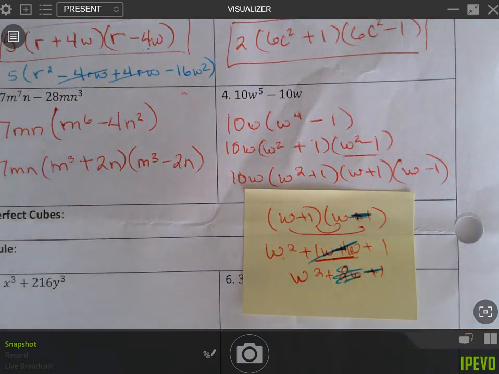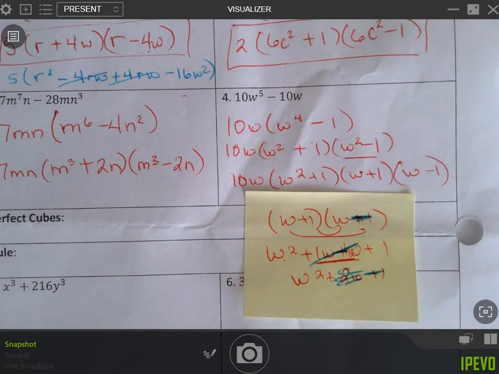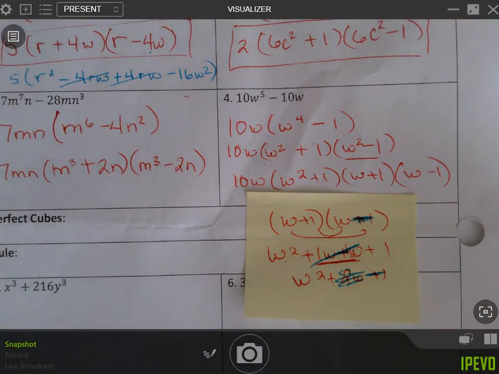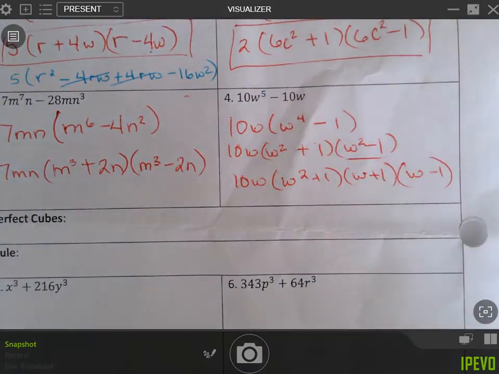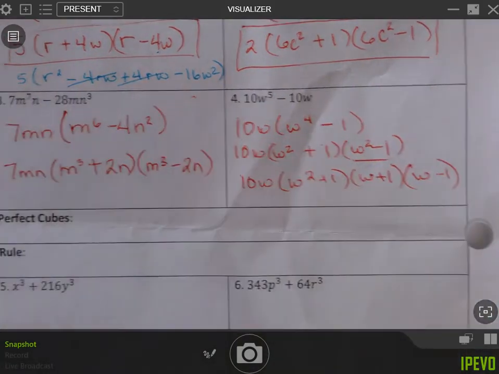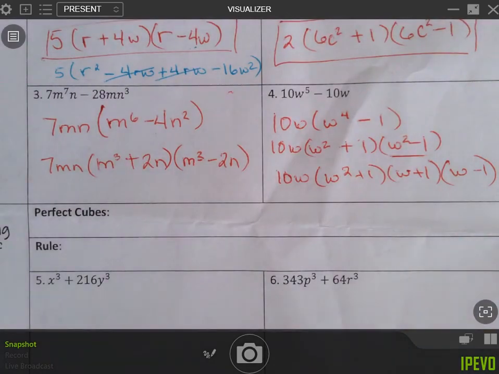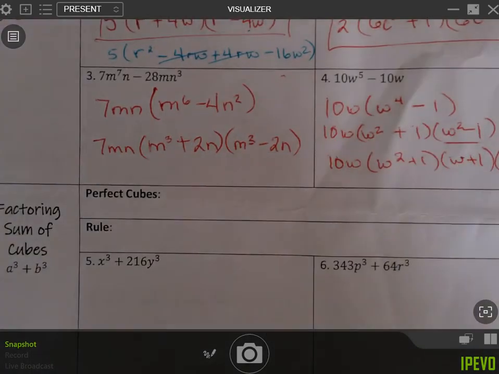Okay, so difference of squares you've officially seen. Whenever I see 2 terms, I'm looking to see if I can break it down. They've got to be a difference, and they've got to be perfect squares. All right, questions on this? Next big idea are cubes.